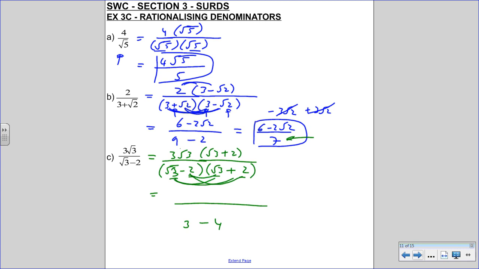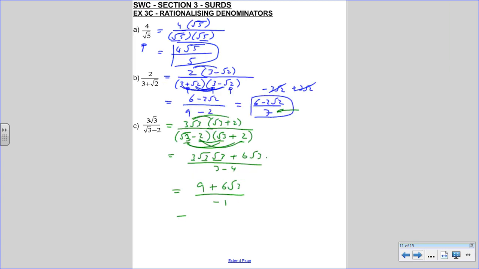So on the top here then, timesing this out, so 3 root 3 times by root 3, right? And 3 root 3 times by 2 is 6 root 3. So on the bottom we get minus 1, as 3 take 4 is minus 1, just put that up here. And on the top we get 3 times root 3 times root 3, which we just agreed is 3, times that by 3, sorry, that makes 9. And the 6 root 3 stays. Minus 1 on the bottom is the same as just timesing everything by minus 1, that minus could just come out, can't it? So that's the same as minus 9 minus 6 root 3.